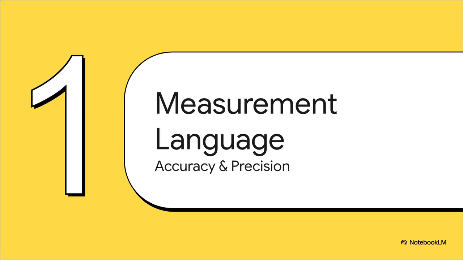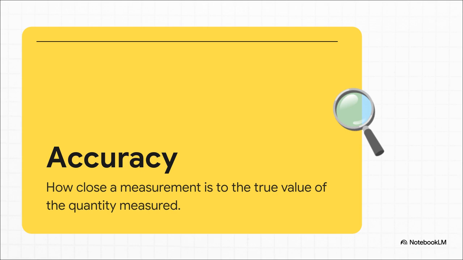But in science, not all measurements are created equal. You have to speak the language of measurement. And that language is really built on two crucial ideas: accuracy and precision. Okay, first up, accuracy. The easiest way to think about this is just hitting the bullseye. It's all about how close your measurement is to the real, actual, true value. If a baker's scale says a 1-pound loaf of bread weighs exactly 1 pound, well, that scale is accurate. It's simply about being correct.